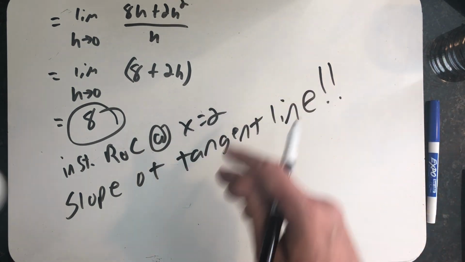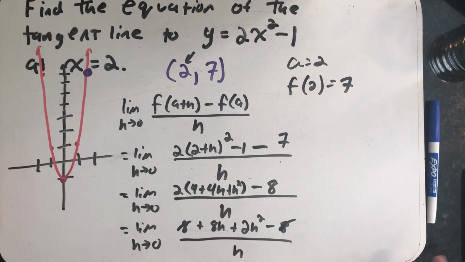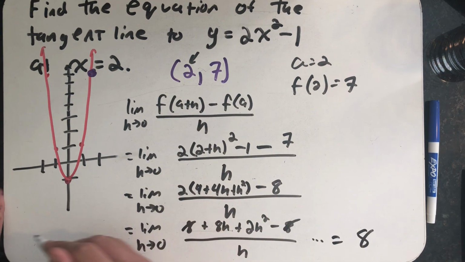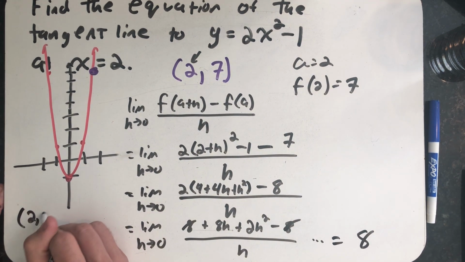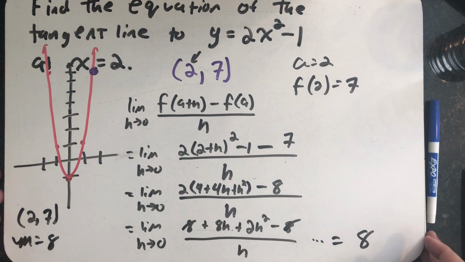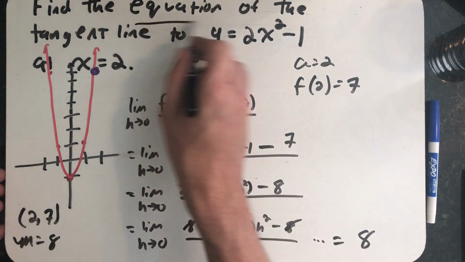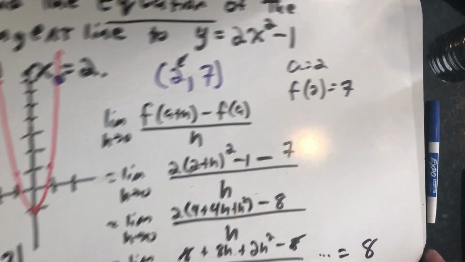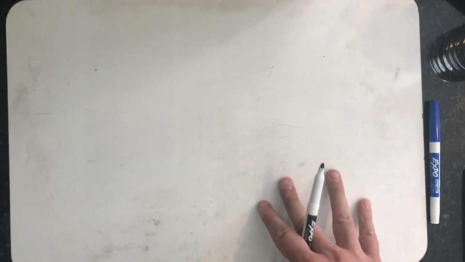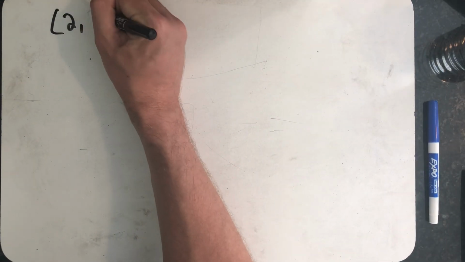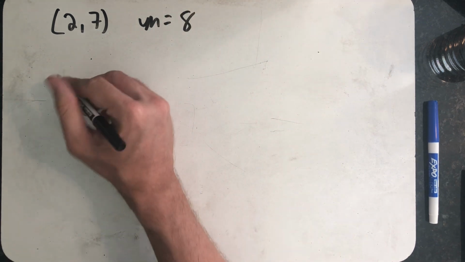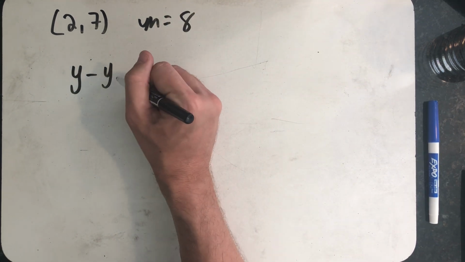All right, I'm going to move back to my first board here, because I found out that was equal to 8. So I have a point on my line, (2, 7), and I know the slope of my tangent line is now 8. So now I need to find the equation of that tangent line. All right, board 3. A point and a slope. Let's use point slope to find the equation of my tangent line.